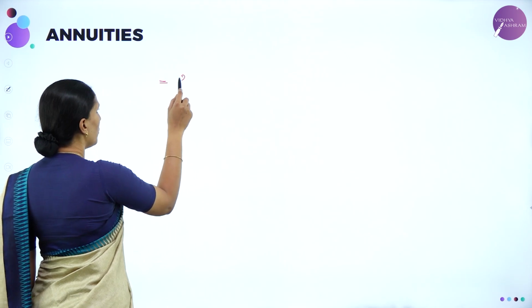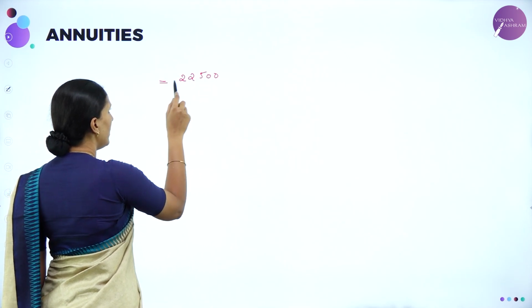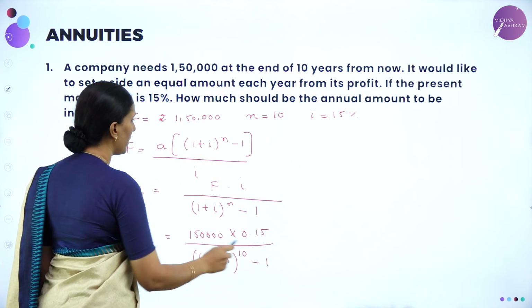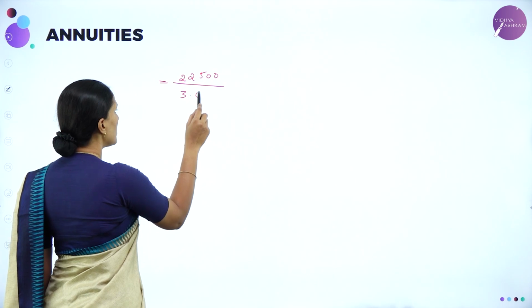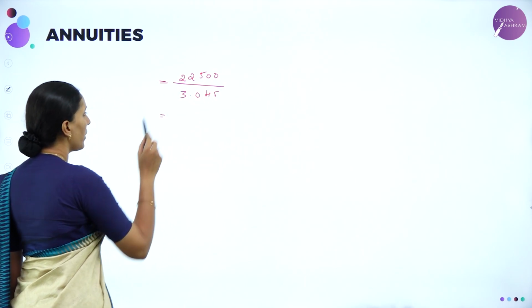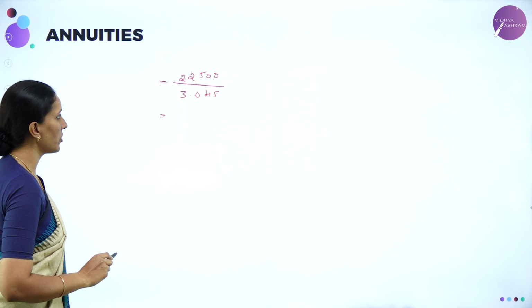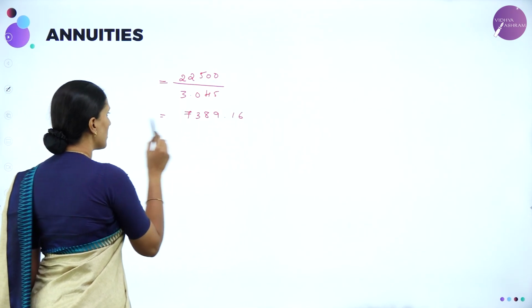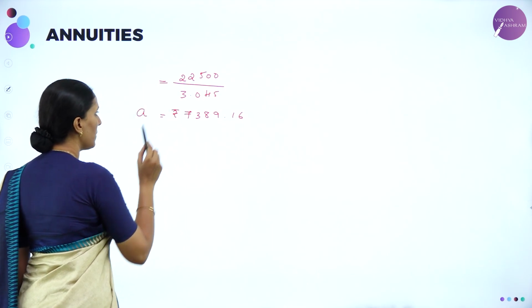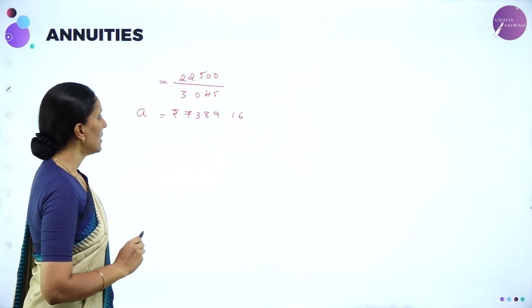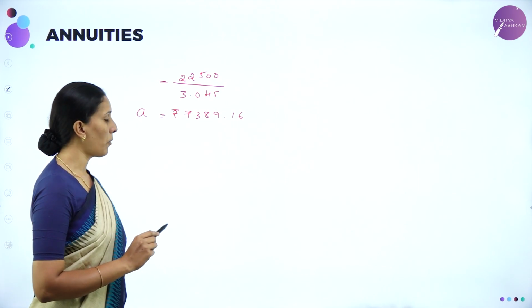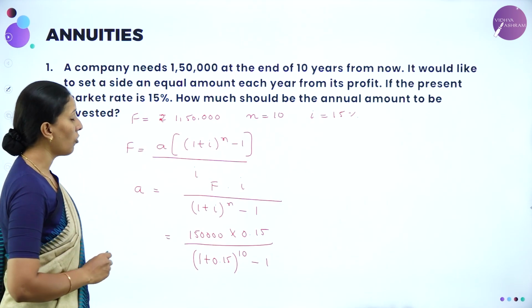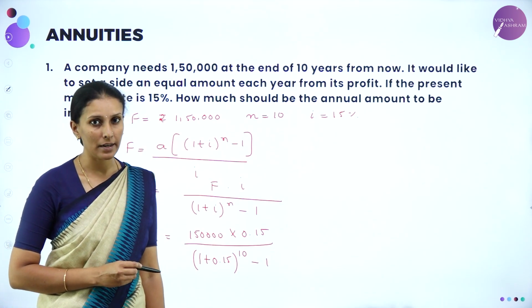So the numerator value will be equal to 22,500 and the denominator value, that is 1.15 to the power 10 minus 1, is equal to 3.045. Now dividing 22,500 by 3.045, we'll get the value as 7389.16. So this is the value of the annuity. That means an amount of 7,389.16 rupees should be paid as equal installments to get a future value of 1,50,000 after 10 years.